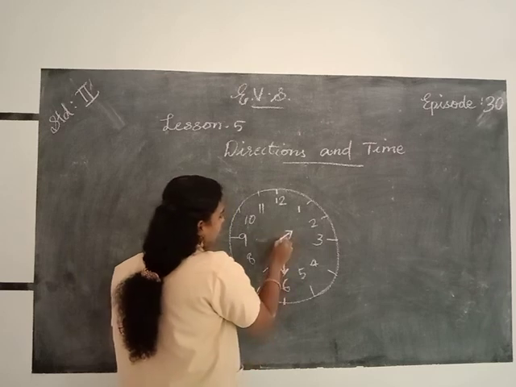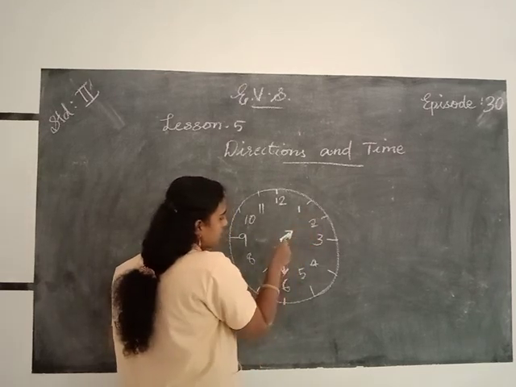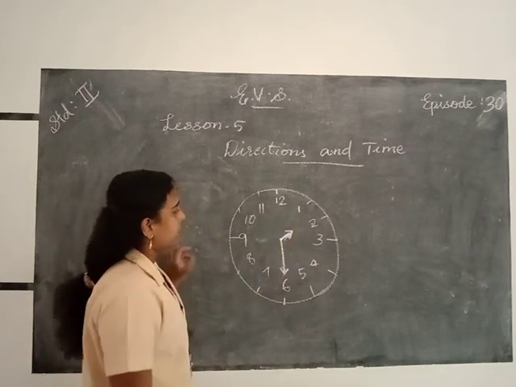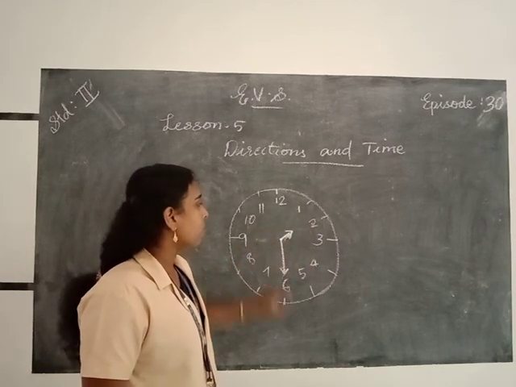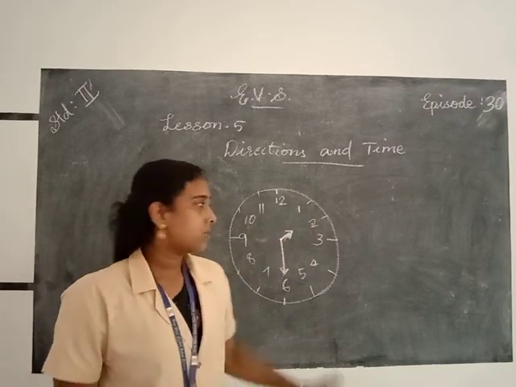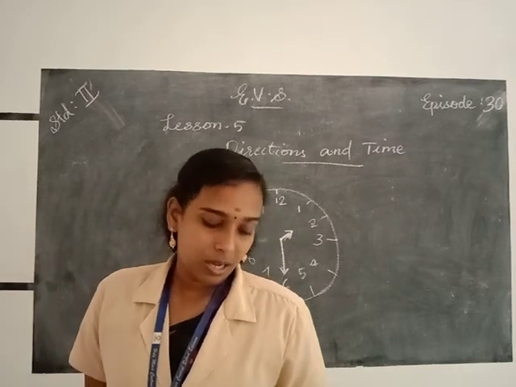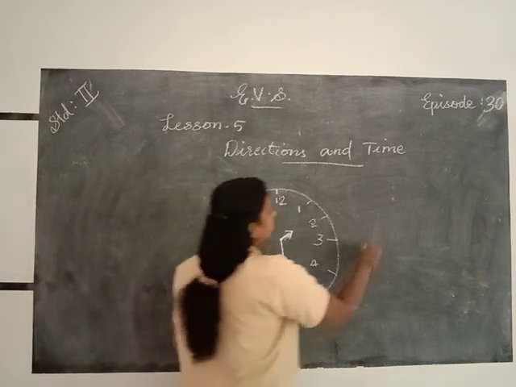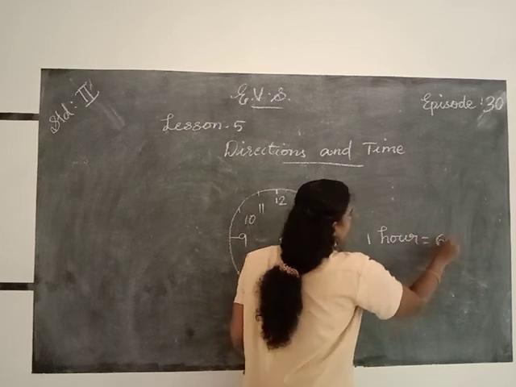Okay. And this is time 2:30. 2 hours 30 minutes. Okay. And the short hand shows an hour and the long hand shows a minute. So 2:30. In this way we can identify time, and 1 hour is equal to 60 minutes.